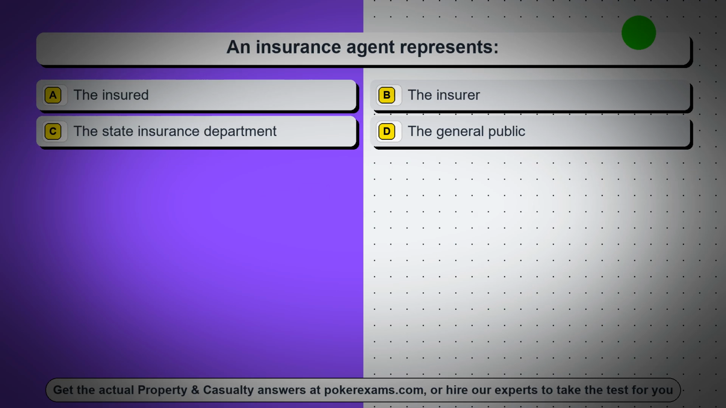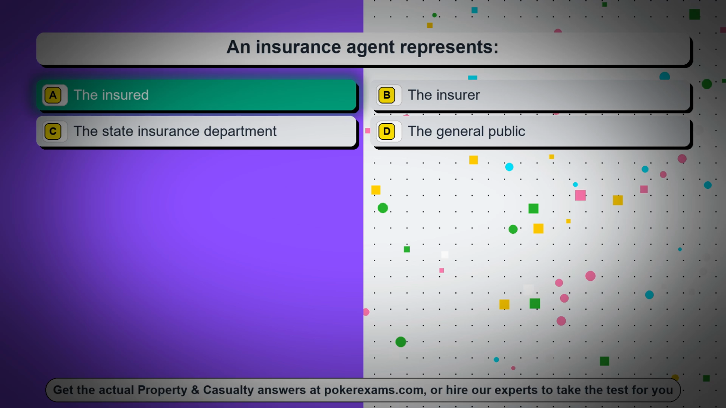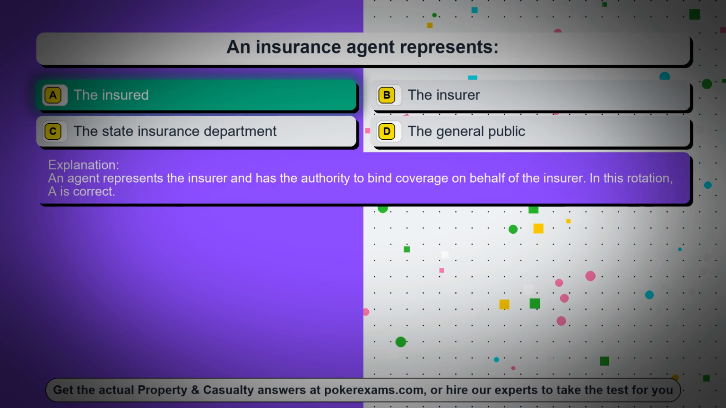Question 85. An insurance agent represents: Option A, the insured. Option B, the insurer. Option C, the state insurance department. Option D, the general public. The correct answer is option A, the insured. An agent represents the insurer and has the authority to bind coverage on behalf of the insurer. In this rotation, A is correct.